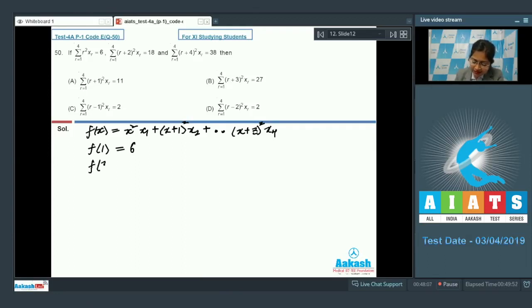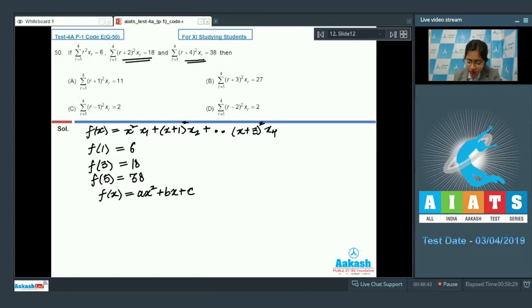Also, if we put here x equal to 3, it will be equal to 3 square into x1 plus 4 square into x2, and that is what has been given here. So f of 3 is equal to 18. Also, if I put x equal to 5 here, f of 5 will be equal to 5 square x1 plus 6 square x2 and so on, and that is what has been written here. So this is equal to 38. Now it can also be observed that f(x) is a quadratic polynomial. So let us assume f(x) equal to ax square plus bx plus c.